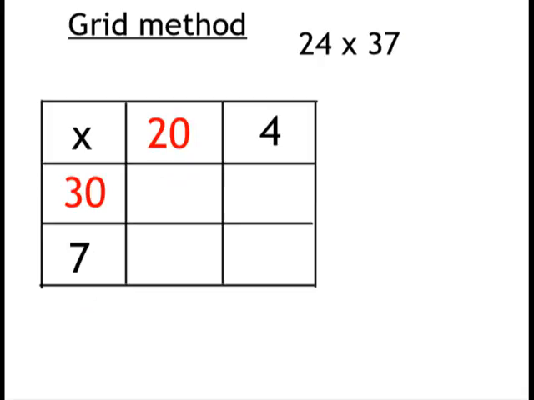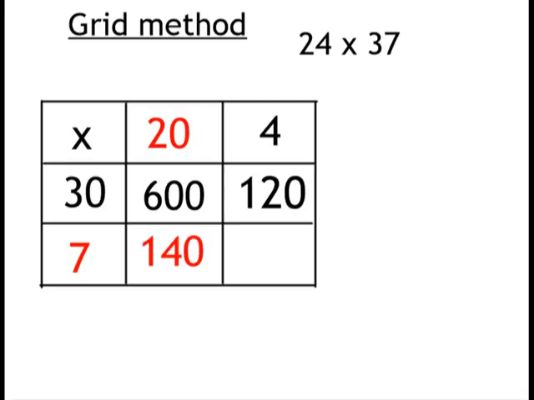Now my first sum is 30 times 20. Well, 3 times 2 is 6, times the 100 is 600. Then I'm going to do 30 times 4. 3 times 4 is 12, times the 10 is 120. 7 times 20 is 140, and 7 times 4 is 28.